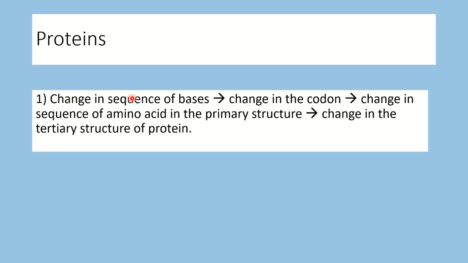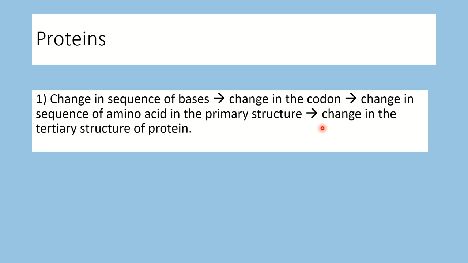So a change in the sequence of base, which will cause a change in the codon, and that will result in a change in the sequence of amino acids in the primary structure of the protein. And then, because your primary structure sequence is different, this will change the tertiary structure of the protein, making that protein non-functional.